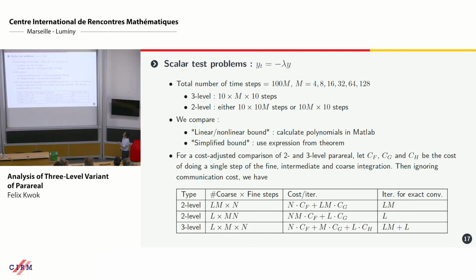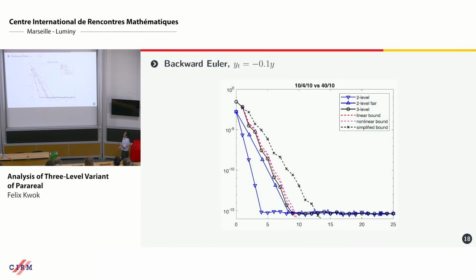This here is just to show you that when you compare 2 and 3 levels, you have to be a bit careful because the cost isn't the same. So I'm going to show you comparisons where the costs are normalized. So let's just take this Dahlquist equation here at minus 0.1.